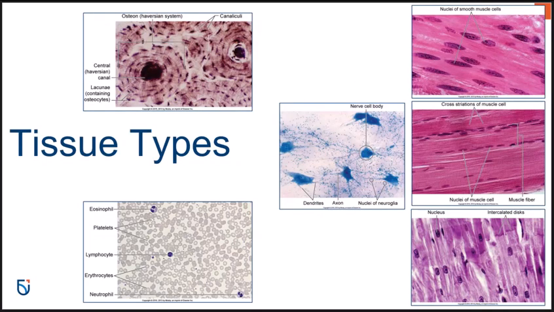Okay, so we've looked at the two main membrane types, epithelial membranes and connective tissue membranes. Now we're going to look at the specific types of tissue that are found in the body and where they're located. And you can see that when we say the word tissue, how different areas of the body, the tissue looks remarkably different.